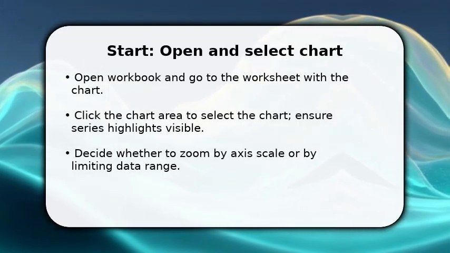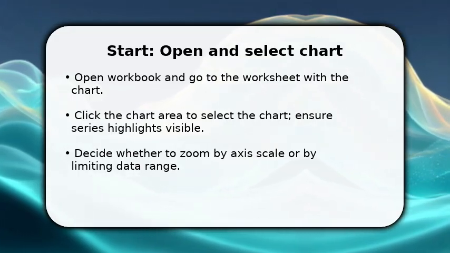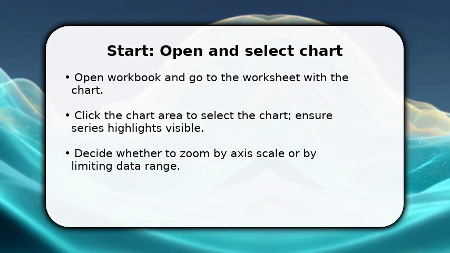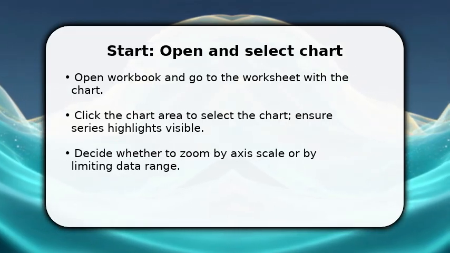Right-clicking an axis will expose Format Axis. This first choice dictates the detailed steps that follow, so pick axis scale for precise numeric zoom, or adjust the data range to crop visually. Now you'll zoom by changing the axis or the data.